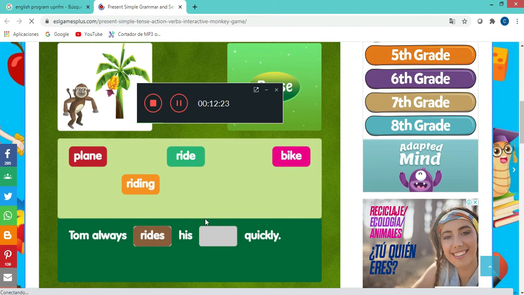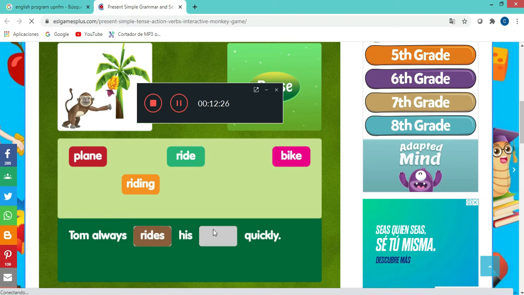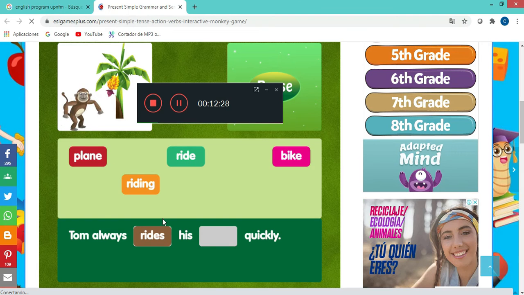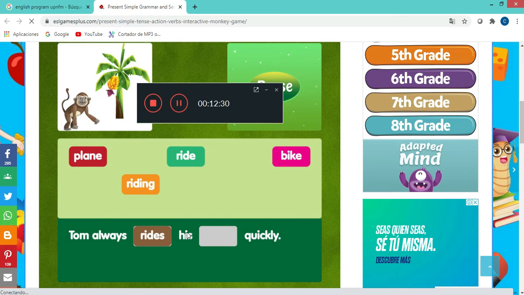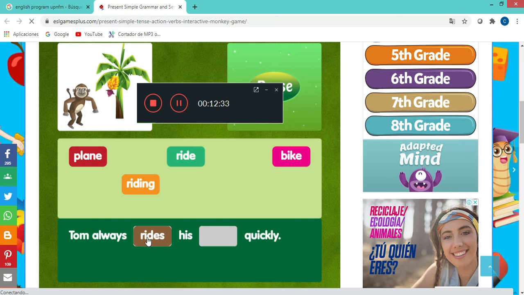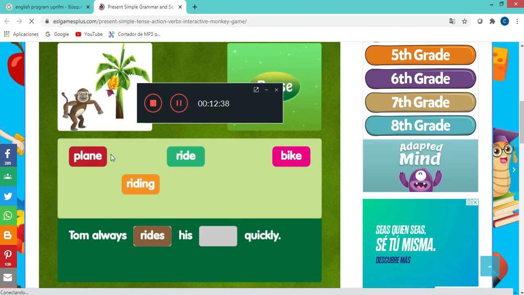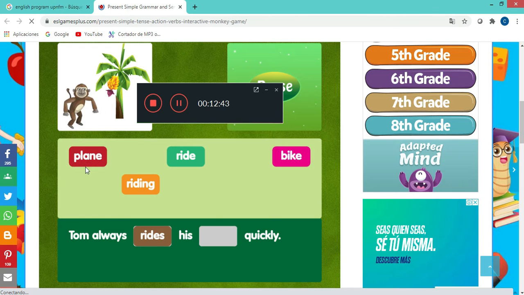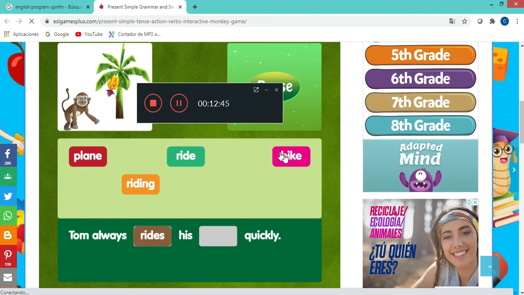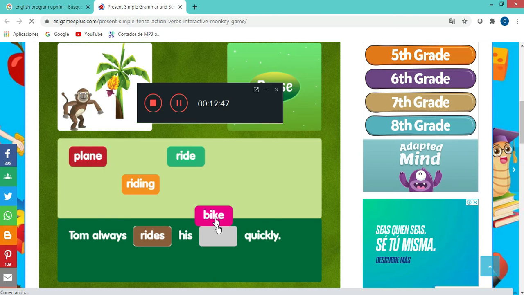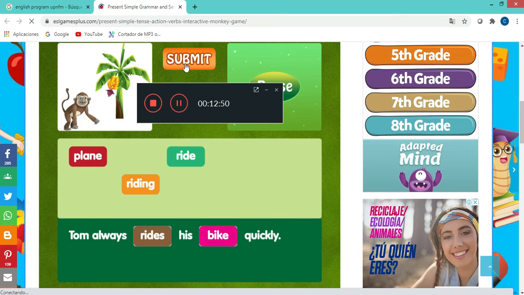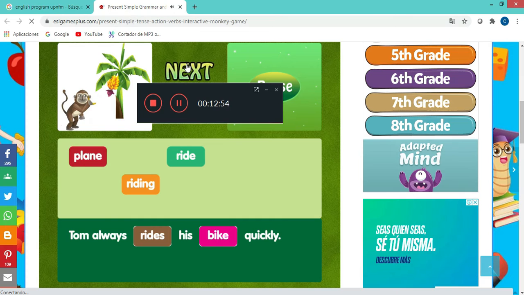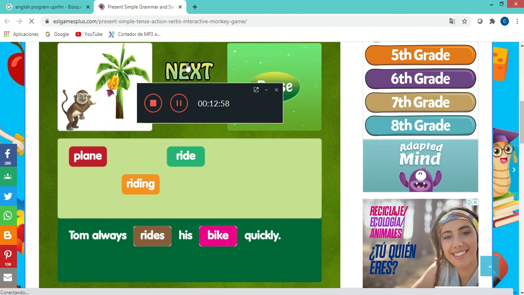Right. And here we're going to put what does Tom writes? ¿Qué maneja Tom? ¿Qué monta Tom? What does Tom writes? His what? It can be a plane. No puede ser un plane. It's too big. So that means it's a bike, a bicycle, bicicleta. You see? Excellent. Very good.